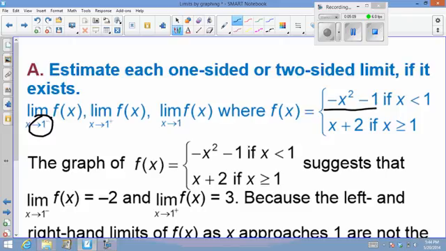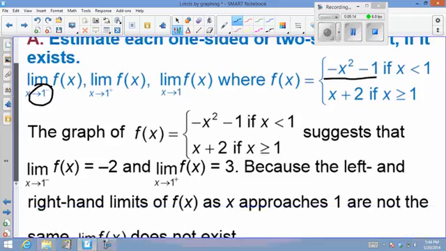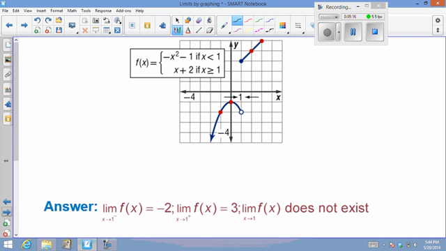If I'm looking at that particular part of the graph, that's going to be a parabola. So if I look at my graph, it would be over here. As x approaches negative 1 from the left, I'm looking at this portion of the graph right here. And as it gets closer and closer to negative 1, I notice that my y value is going to be at negative 2. So my limit as x approaches negative 1 from the left is negative 2, that y value right there.